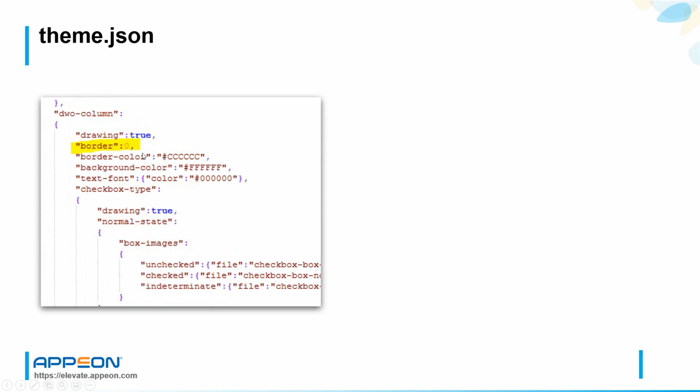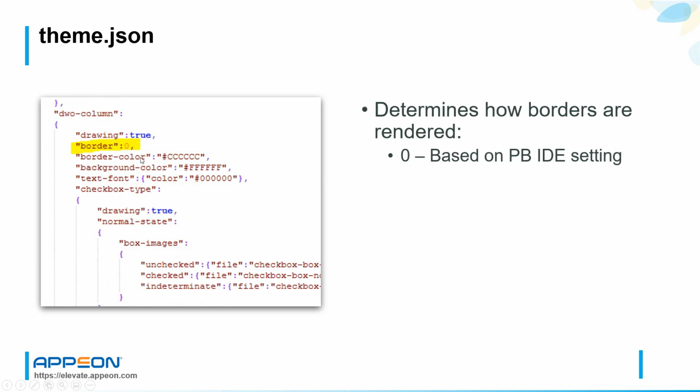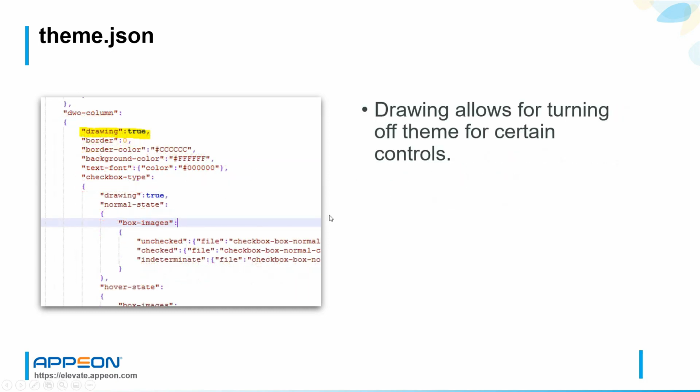There's a border setting here, and there are actually 3 values for it. 0 means I'm going to create the border based on what was done in the PowerBuilder painter. If the painter specified there should be a border here, then there'll be a border, and if it said there's not a border, there's not going to be a border. But this can be overridden. You can say 1, which means regardless of what was done in the PowerBuilder IDE, always draw the border. The other option is 2: regardless of what was done in the IDE, never draw the border. And then there's the drawing true I referenced earlier.